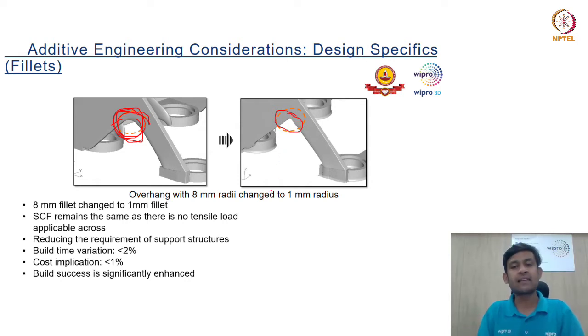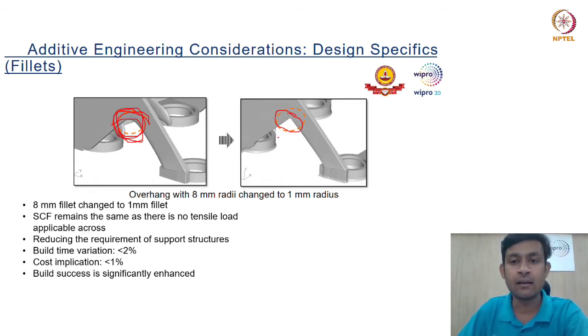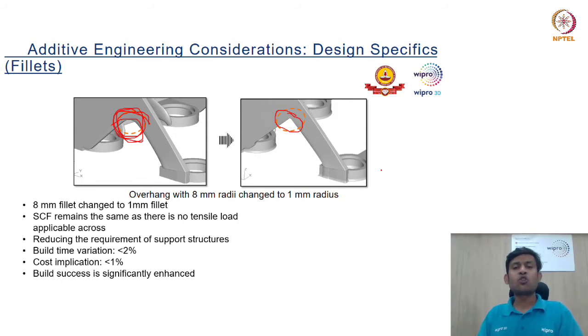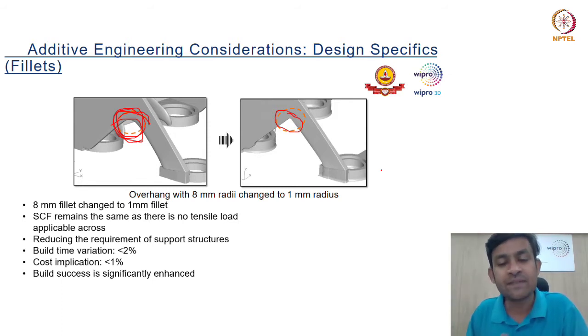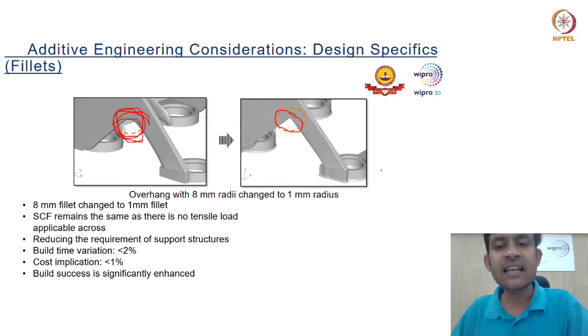And again, by making this small change here, kindly pay attention to the fact that material has been added. While making the design change, material has been added, it has not been removed. So my build time variation plus my material addition plus my cost implication doesn't go more than 2% in this particular scenario. So this is an ideal case where I can make a design change.